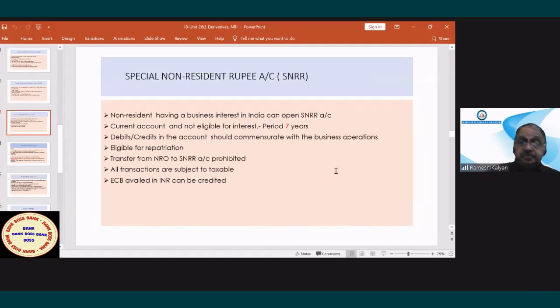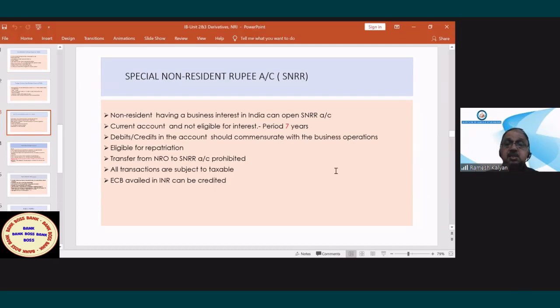Then SNRR is a non-resident account. For any person who is coming to India for any business purpose, they can open a rupee account. It is exclusively for the business operation while they are in India. Normally, the period is 7 years. This is, of course, a current account only, non-interest bearing, and we have to ensure that all the transactions are genuine and business based. Because this account should not be misutilized, whatever balance is in that account after that period can be repatriated. Because of that facility, we are compelled to ensure that whatever amount is routed through that account is genuinely trade based. So that is a repercussion.